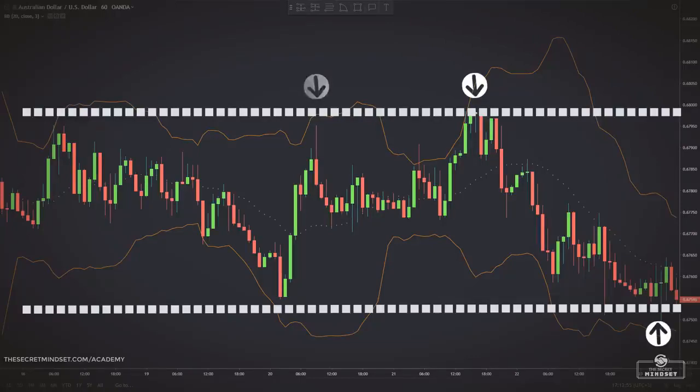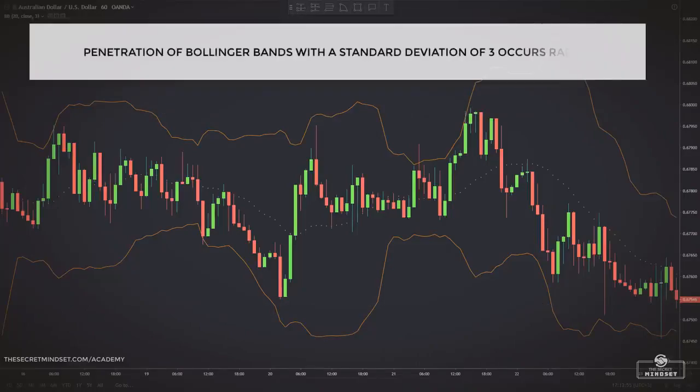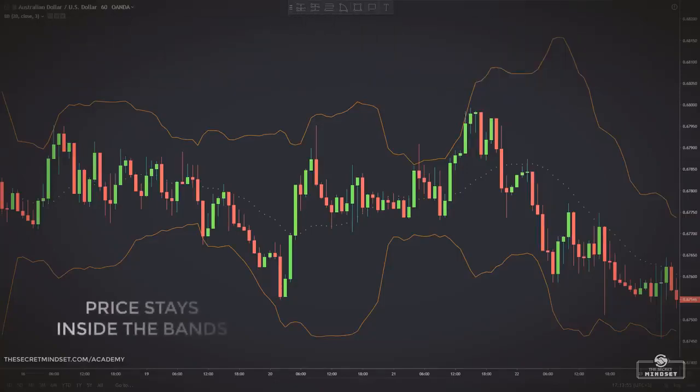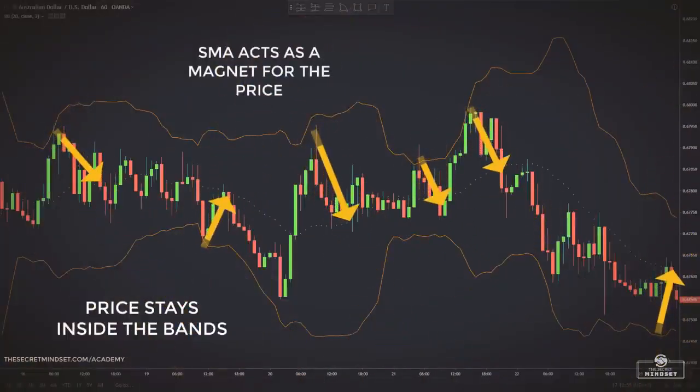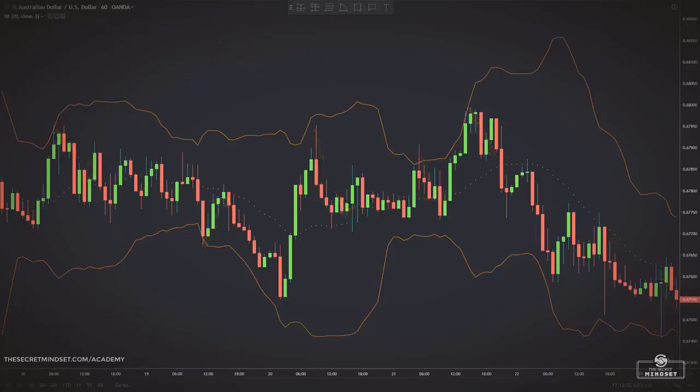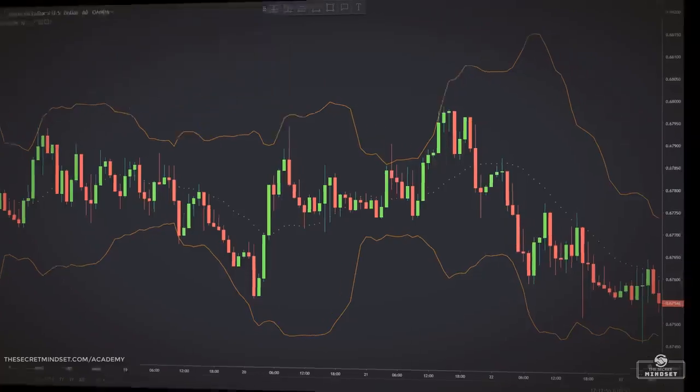Studies have shown that the penetration of Bollinger Bands with a standard deviation of 3 occurs rarely. The rest of the time, price fluctuates within the Bollinger Bands, and often the price returns to the middle of the bands. In this way, Bollinger Bands seem to act like rubber bands that can only stretch so far before snapping back to the middle. The upper and lower ranges of the Bollinger Bands, which are created by the 2 or the 3 standard deviation lines, create the boundaries of price.